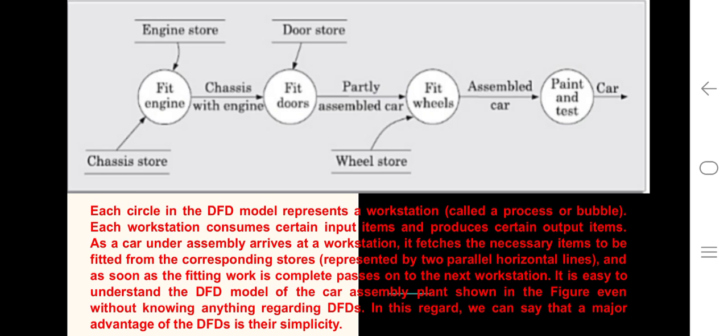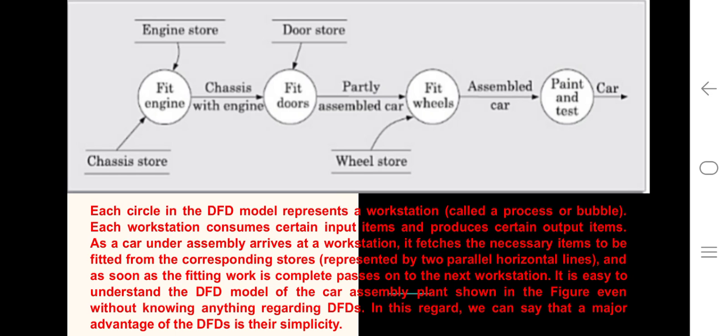Under the diagram, there is an explanation related to it. So let us understand. Each circle in the DFD model represents a workstation, which is also called a process or bubble. Every workstation has some inputs and also produces outputs. As a car under assembly arrives at a workstation, it fetches the necessary items to be fitted from the corresponding stores, which are represented by two parallel horizontal lines as we have discussed. As soon as the fitting work is completed, it passes on to the next workstation.